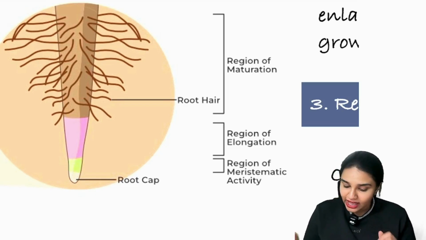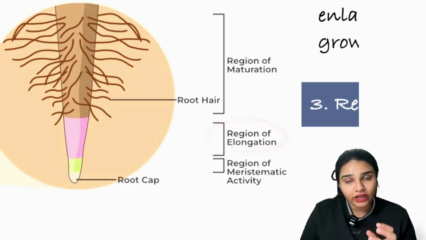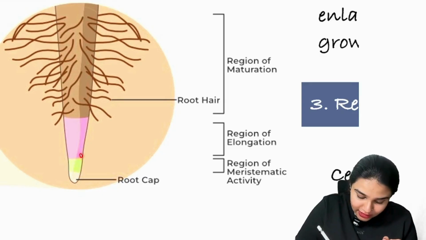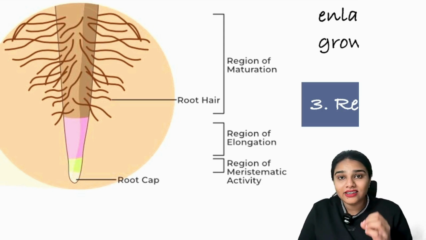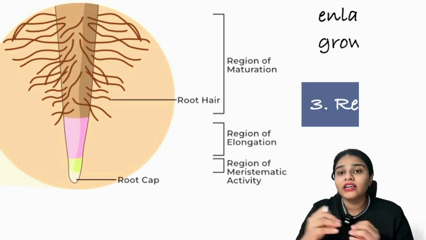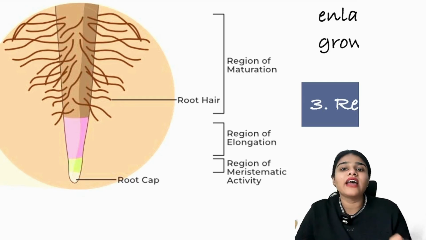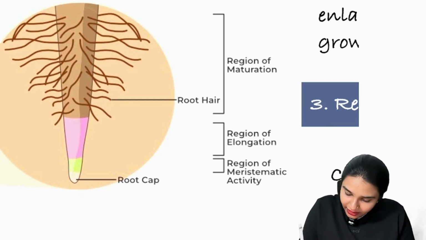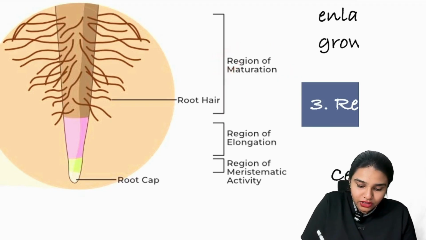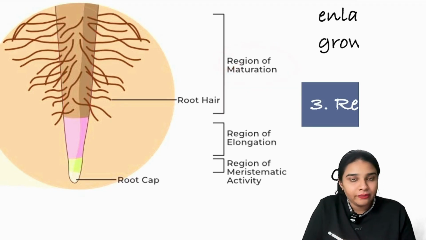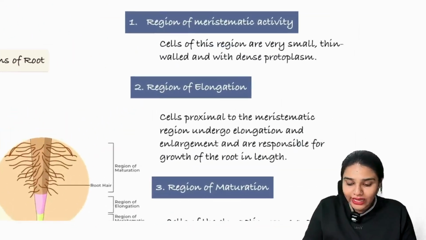Clear? The next region is the region of elongation, where the cells elongate and enlarge. In this region you can see that the cells have become enlarged and elongated. The growth is happening over there. Then comes the region of maturation. This is the matured part of the root. Now let's look into each region.